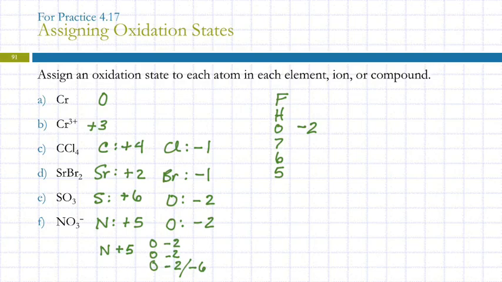Any questions? This is going to take some practice. Yes. The sum of the oxidation states for all the atoms in a polyatomic ion will add up to the charge on the ion. If you have a neutral molecule, the sum of the oxidation states will be 0, which is the charge on the neutral molecule. It's 0.